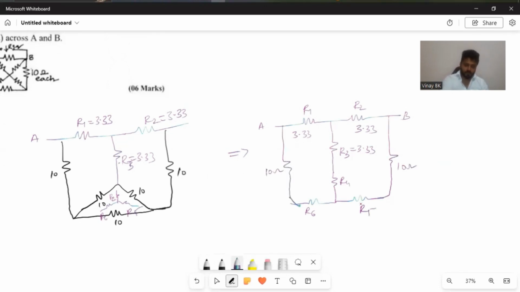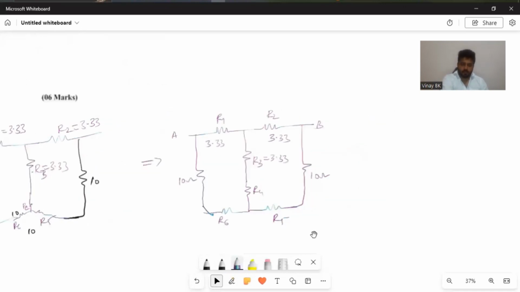So if you want to understand now, you can see the circuit which looks like this. This 10 ohm, 10 ohm, 10 ohm will go. This 10 ohm and this 10 ohm will go. And it is replaced by R4 connected in series to R3, R5 to 10, R6 to 10, like this. You get the circuit like this.